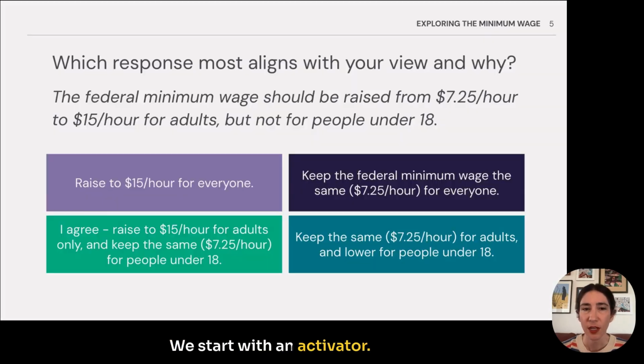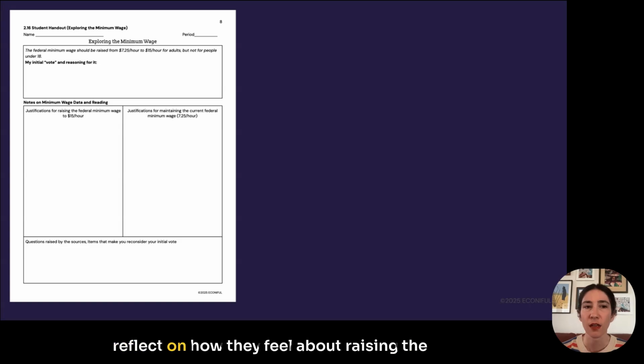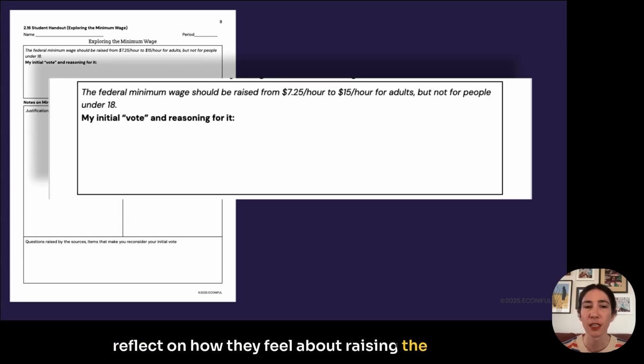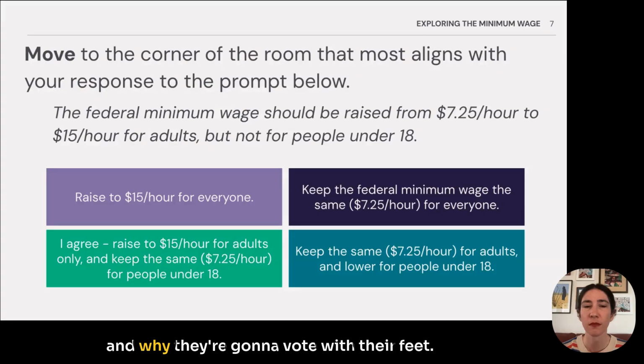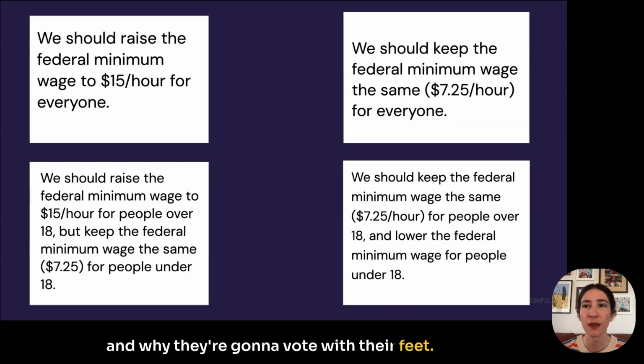We start with an activator. We've got a prompt, and students get to reflect on how they feel about raising the minimum wage, what their initial vote is, and why. They're going to vote with their feet. Part of our materials are these full-page printouts. A tip would be to place them around the room so that they're in the same order as they were on the slide. After a quick discussion and share out, they'll return to their seats.